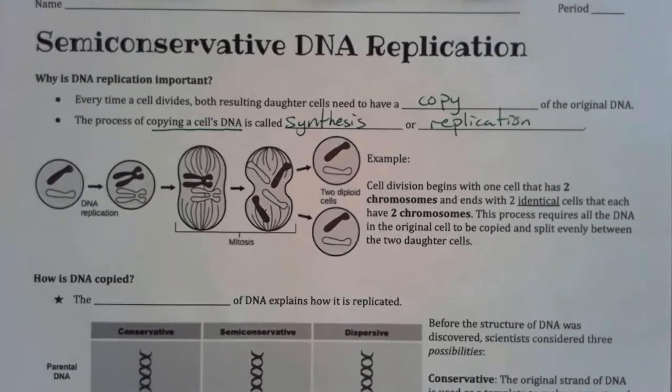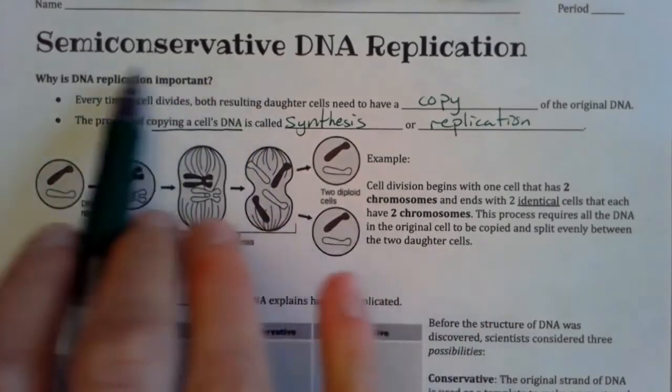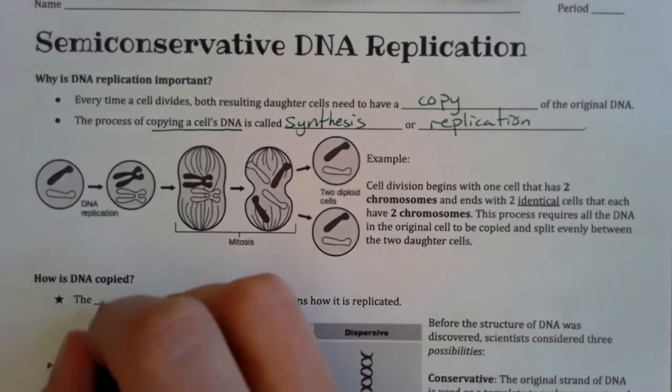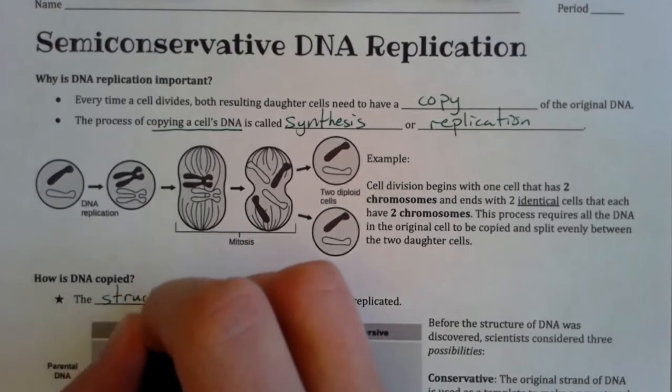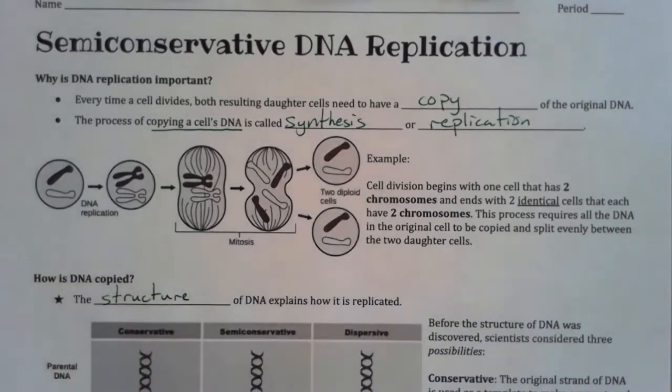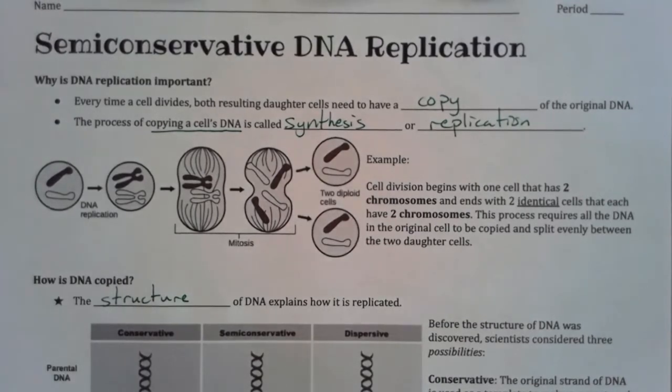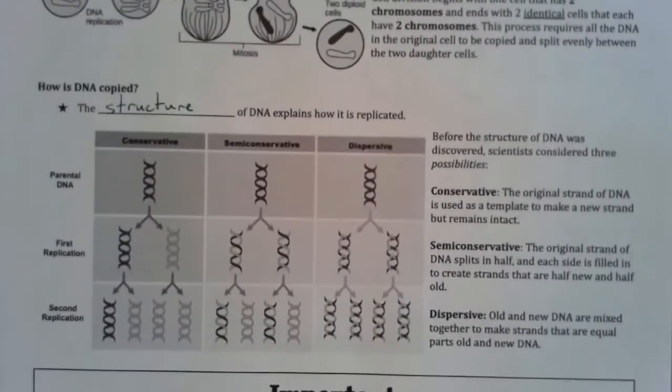Okay, so how does that actually happen? That's all this semi-conservative stuff up here. Why we talked about structure first is because the structure of DNA explains how it's replicated, how it's copied, especially the fact that it's double-stranded. So we'll see why that's so important here in a second.